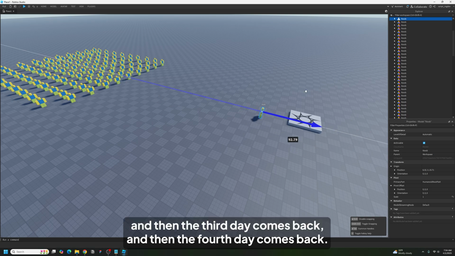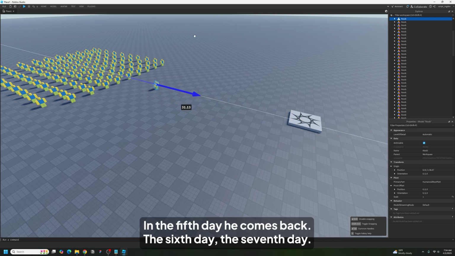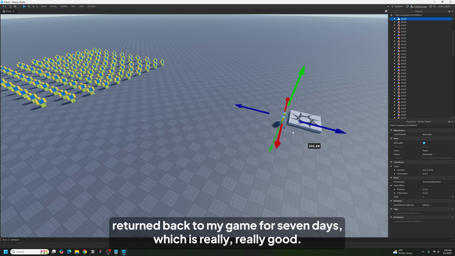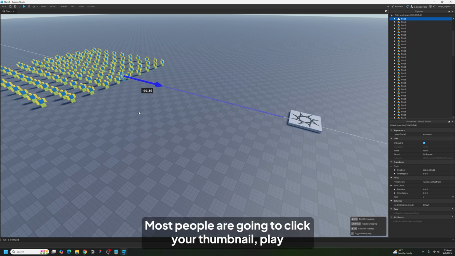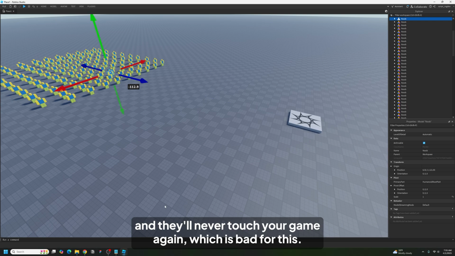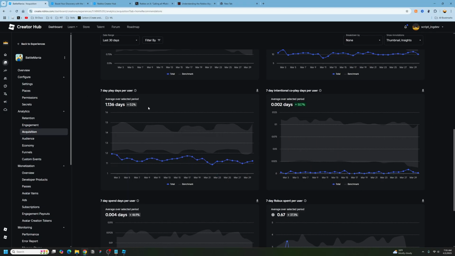And then the third day he comes back. And then the fourth day he comes back. And then the fifth day he comes back. The sixth day, the 7th day. That means out of a 7-day period, this guy has returned to my game for 7 days, which is really, really good. Most people are going to click your thumbnail, play for a little bit, leave, and then maybe they'll return for the first day. And they'll never touch your game again, which is bad for this.